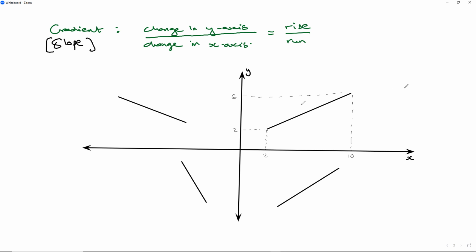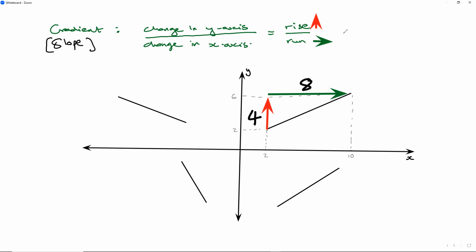So what I'm going to do is start at one end of the line. Let's say I start at the bottom part of this line, and I go up. That's going to be my rise. And if I go across, that will be my run. I can see that my rise goes from 2 till 6, so it goes up by 4. And if it goes from 2 to 10, it goes right by 8.